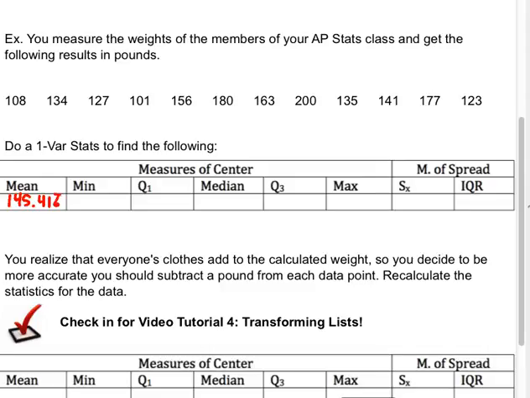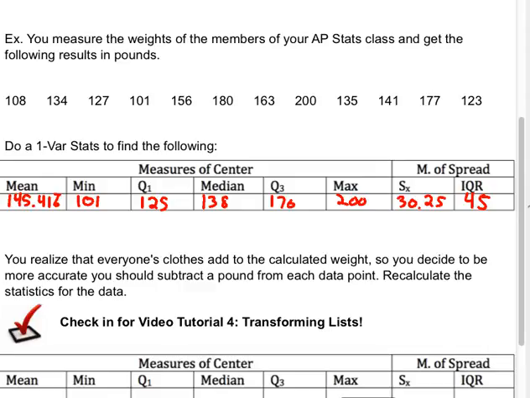145.416 repeating. My minimum value is 101, 125, 138, 170, 200. It says my standard deviation is about 30.25. The interquartile range, I can't exactly just see, but I can calculate by taking Q3 minus Q1, and I get 45.